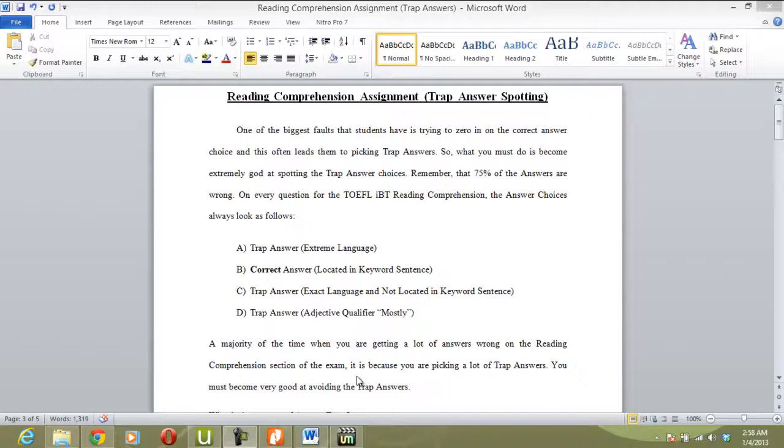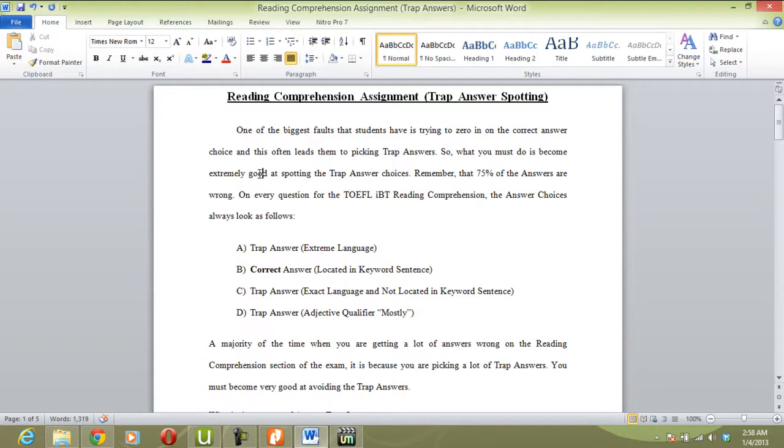Okay, so in the following assignment, we want you to work on being able to spot trap answers. Being able to spot trap answers is one of the greatest skills you can have for doing the reading comprehension section of the exam. As you know, and we stated earlier in the course, 75% of the answer choices are wrong, and so you want to be very good at spotting trap answers.